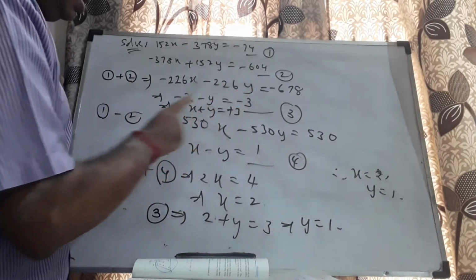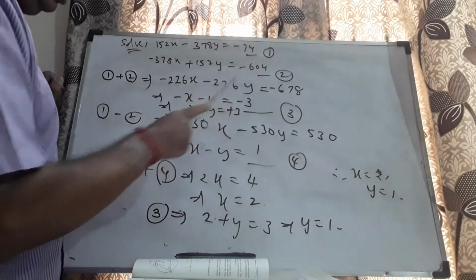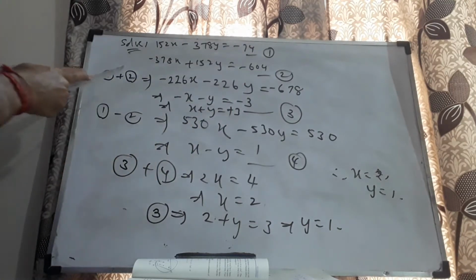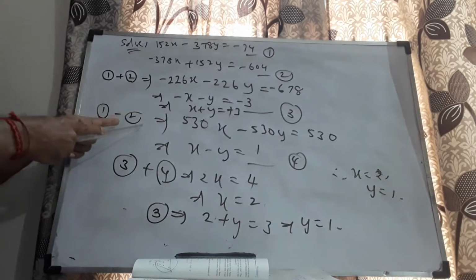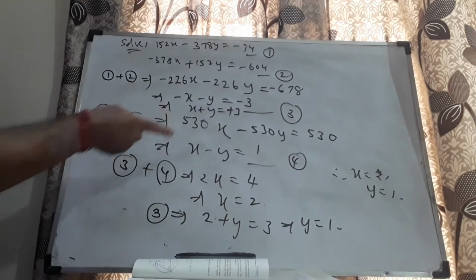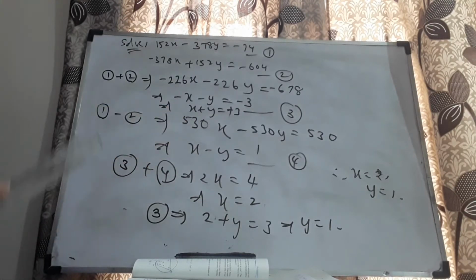Since the numbers are very big, the coefficients are very big, what I should do is add 1 and 2 and subtract 2 from 1, which will get us x plus y is equal to some value, x minus y is equal to some value. That is why I said it is totally different from the previous sums, earlier sums.